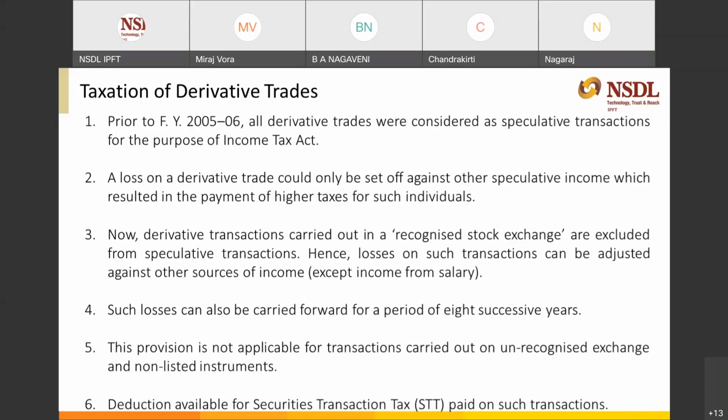Overall, the STT you pay will also allow you deductions in your transactions or your other taxes. The deductions are available on the STT which you are deducted in your derivative transactions. So that offset is also now available, unlike prior to 2006.